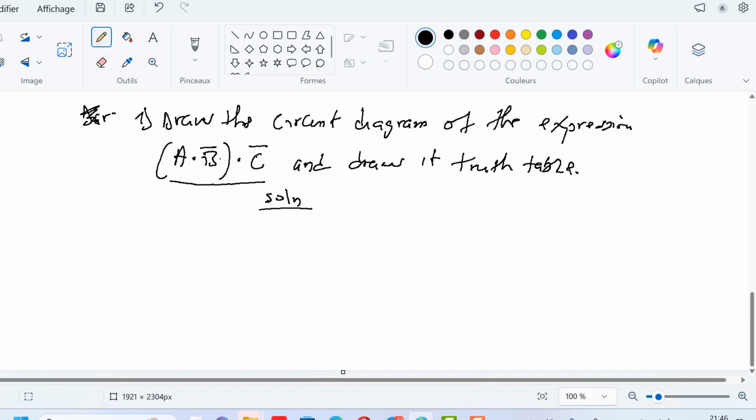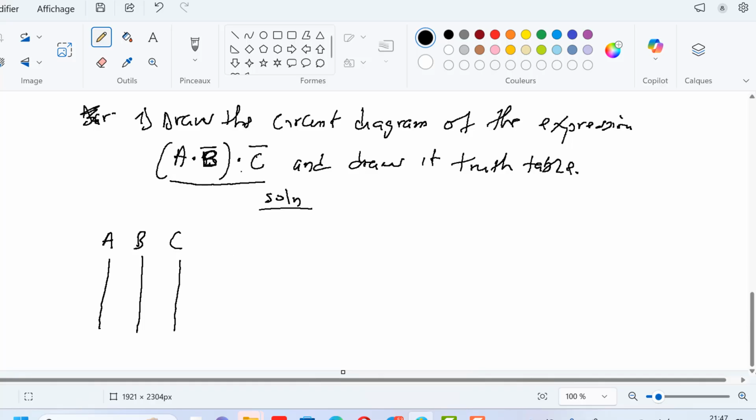And in this expression, I'm seeing that I'm having what? A, I'm having B, and I'm having C. So it means that here I must have 3 inputs. So you just come and you write A, B, then you write C. You draw 3 lines like this one: 1, 2, and 3. So this is step number 1.